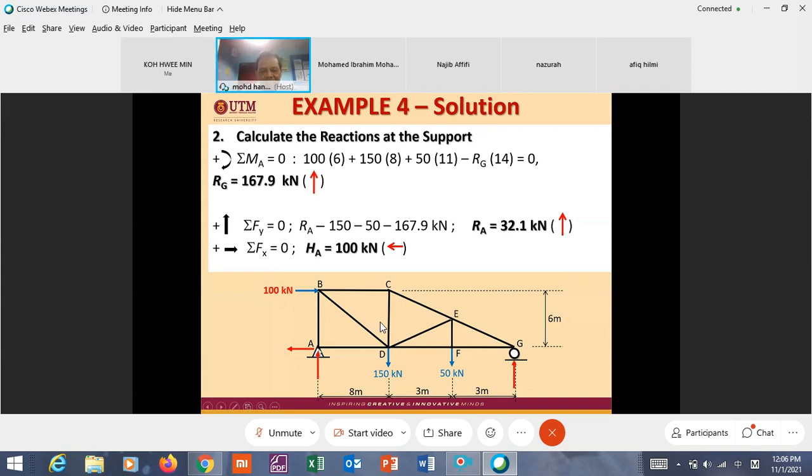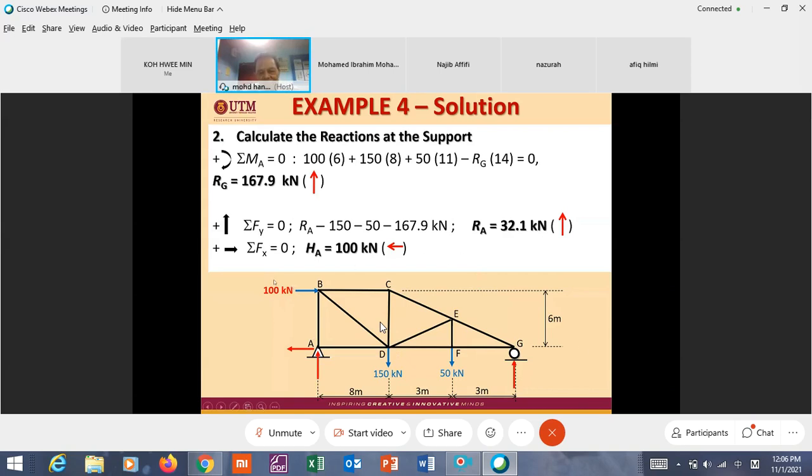Because when you consider the equilibrium at joint A, you can straight away calculate the reaction at G. That's why you choose A. If you choose G, you have 2 unknowns, then you cannot solve the equation. So you start with A. And once you know RG, then you have another 2 reactions left, the horizontal and vertical reactions at A.